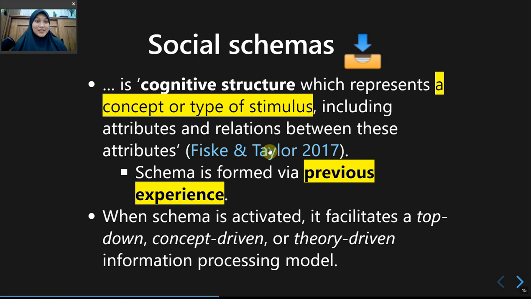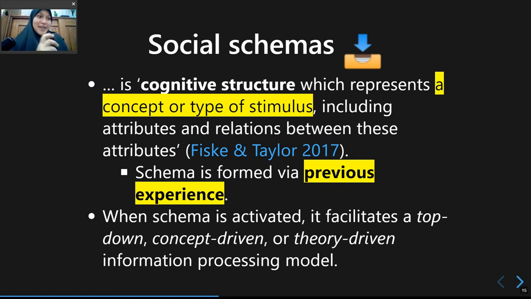Fiske and Taylor, yes, Susan Fiske is a very prominent social cognition scientist. She is quite well known in this topic, and she defines social schema as a cognitive structure, because it's the simplest, smallest structure in our cognitive processes that serves the function of organizing information. It contains attributes, and not only attributes, but also the relations between those attributes. And I'm going to talk about it later.